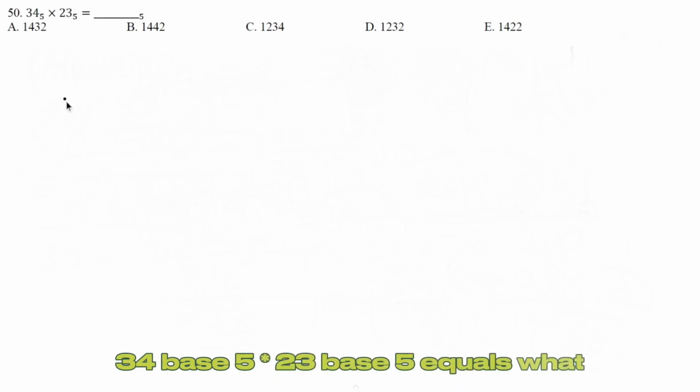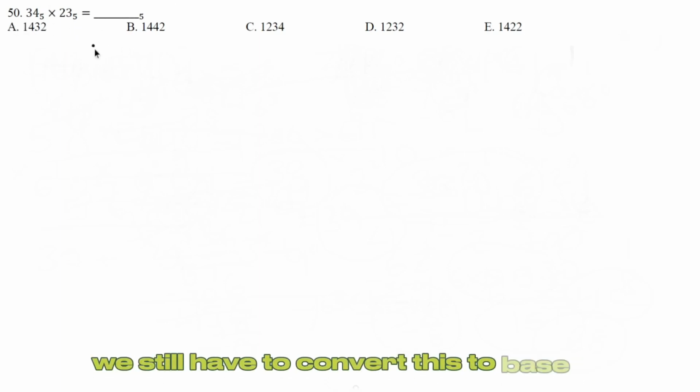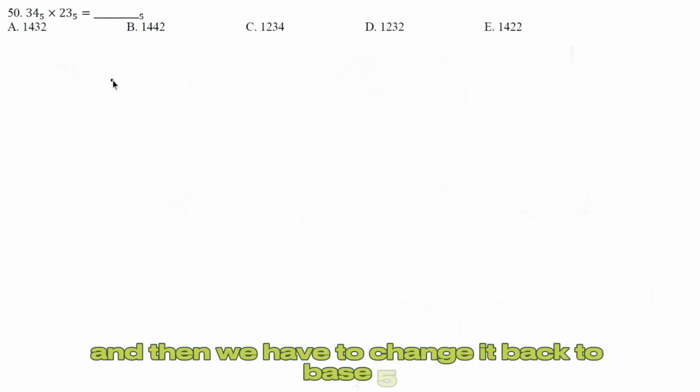Next up. 34 base 5 times 23 base 5 equals what base 5? This is not like the addition problem where we can just multiply all of these since it's all base 5. We still have to convert this to base 10, and then we have to change it back to base 5. Let's do it.